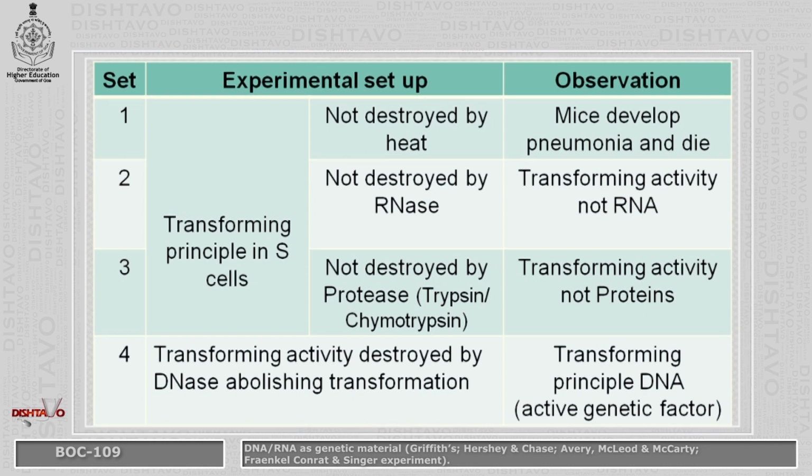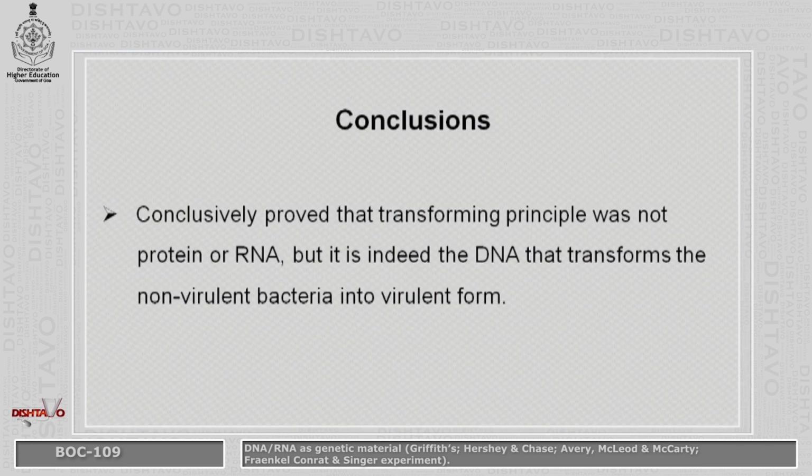Now, they observed that the transforming principle in the S cell was not destroyed by heat, not by RNase, not by protease, but its transforming activity was destroyed by DNase, abolishing transformation. So they proved that the transforming principle was not protein or RNA, but it is indeed the DNA that transformed the non-virulent bacteria into the virulent form.